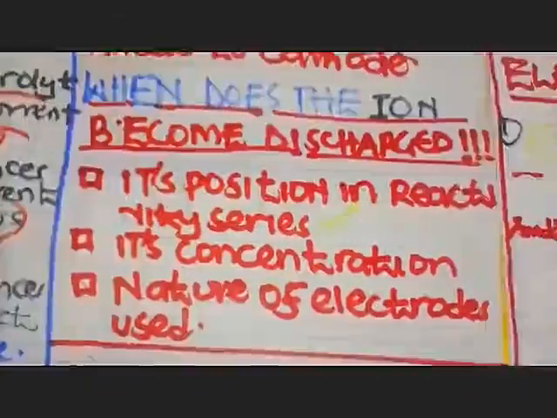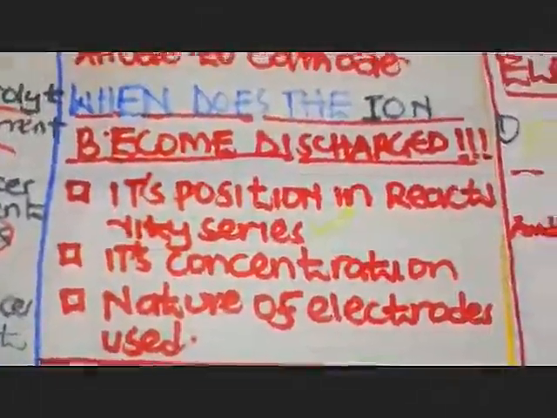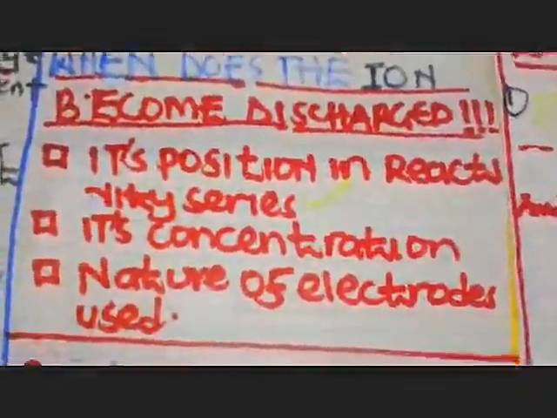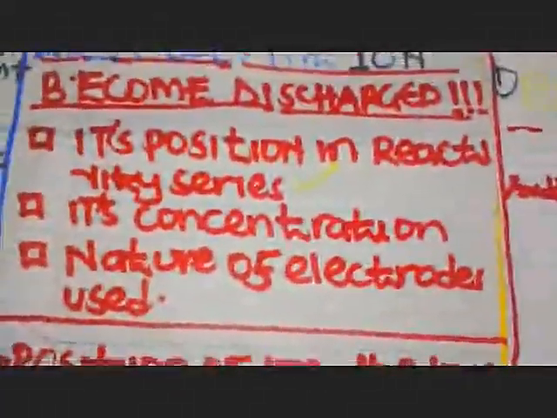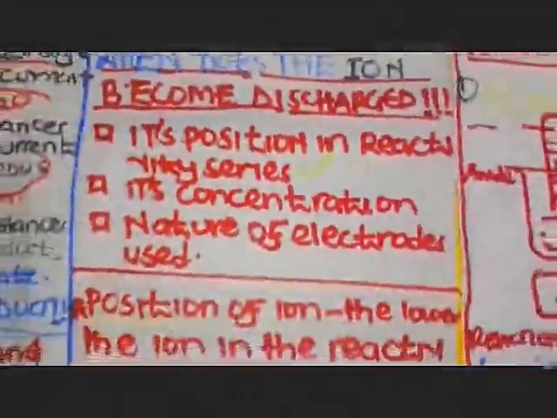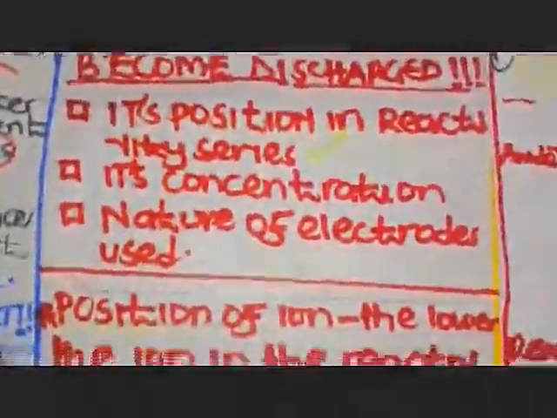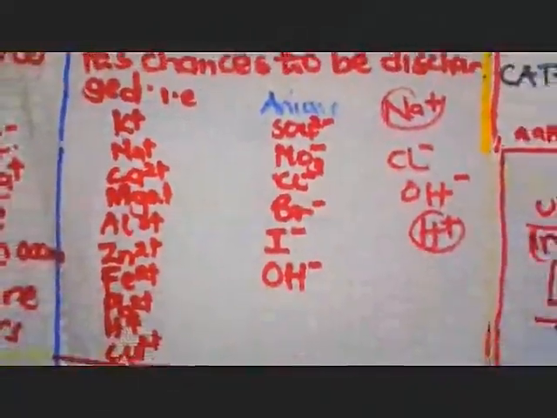For example, when you are carrying out electrolysis of sodium chloride, you will discover that we shall have the sodium ions, then the chloride ions, then the hydroxyl ions, and then the hydrogen ions. Now we have two positive ions there, and they are competing for the terminals we talked about, the cathode and the anode.